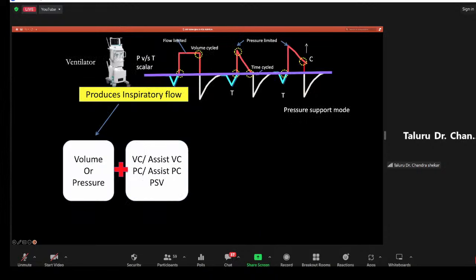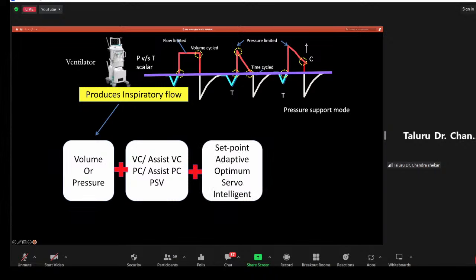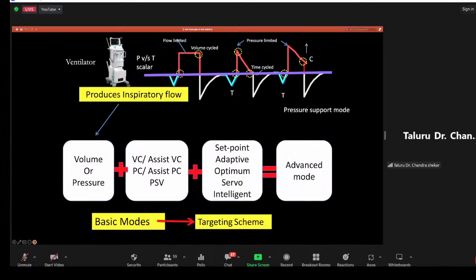So when I say advanced modes, I've seen most of the junior colleagues get really bogged down thinking that it's something different. It is nothing. There are only four or five modes in mechanical ventilation: volume control, assist volume control, pressure control, assist pressure control, and pressure support ventilation. And if you give a set point or a target, a targeting scheme, it becomes an advanced mode. You can remember this, 90% of your advanced modes are based on pressure support. Why? Because pressure support is the only mode where two phases, triggering and cycling, are controlled by the patient. Triggering and the flow cycling are managed by the patient. So 90% of the advanced modes are based on pressure support ventilation.